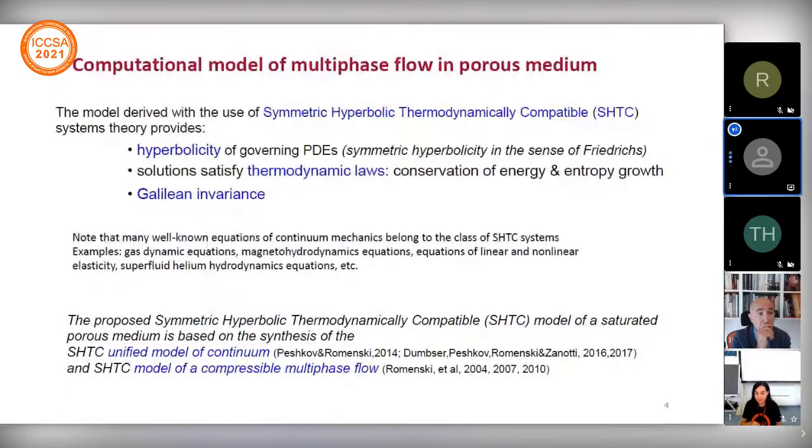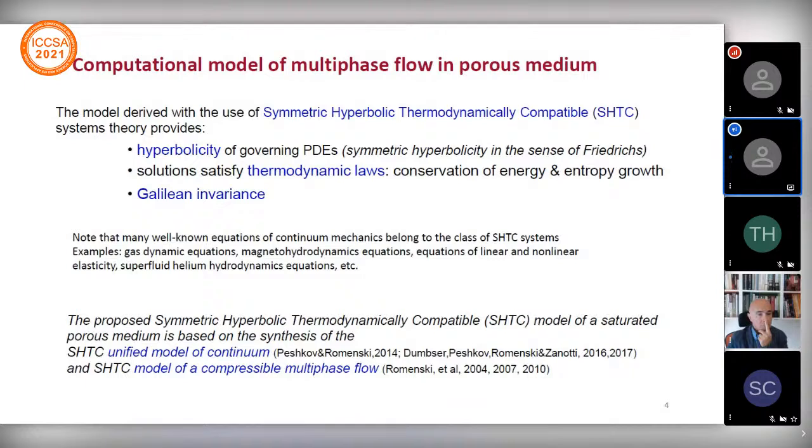To develop the model, we use the symmetric hyperbolic thermodynamically compatible (SHTC) system theory, which provides the hyperbolicity of governing partial differential equations, in particular symmetric hyperbolicity in the sense of Friedrichs. Also, solutions must satisfy thermodynamic laws such as conservation of energy and growth of entropy, and the differential equations should be Galilean invariant. I would like to note that many well-known equations of continuum mechanics and physics belong to this class of symmetric hyperbolic thermodynamically compatible systems. As examples, I can mention gas dynamics equations, magnetohydrodynamics equations, equations of linear and nonlinear elasticity, superfluid helium, hydrodynamics equations, and so on.